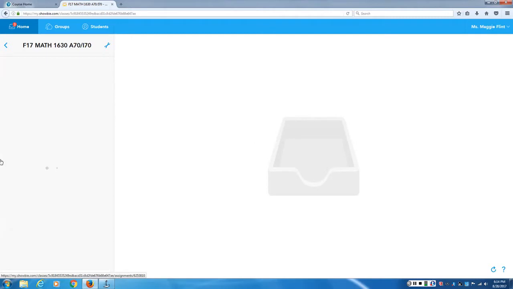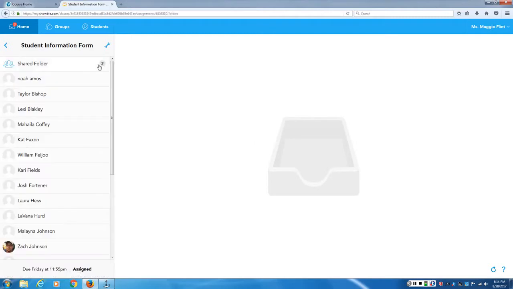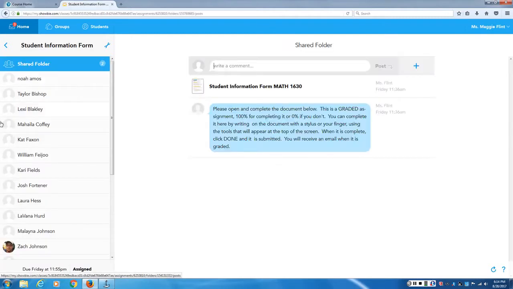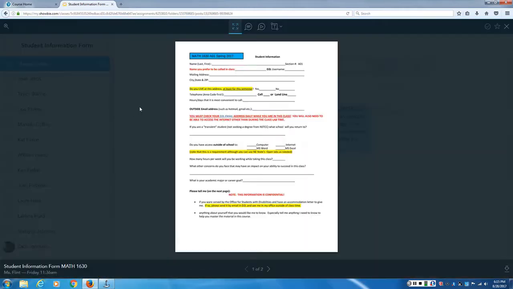One thing you probably want to try to do tonight is in the student information form. It says, please open and complete the document. Well, it's not below, it's actually above. But complete the document. It's a graded assignment. You get 100% for completing it and 0 if you don't. So be sure and do that. That's 300. And the document looks like this.